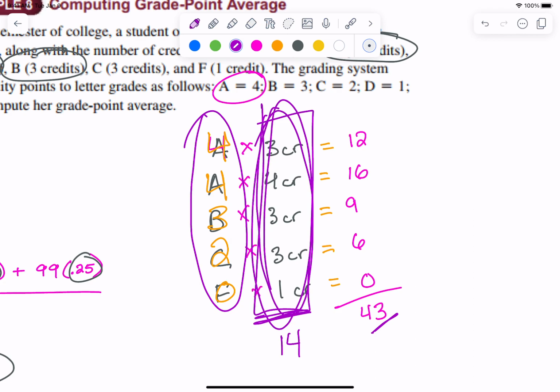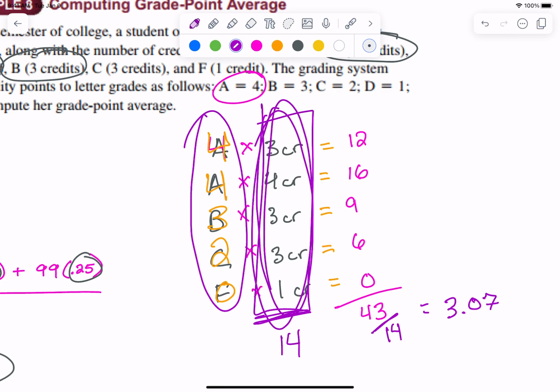If you add all those together? That's not right. What? 3, 6, 9, 9, 10, 14. 14. Okay, you're right. Okay, I can't math. I was just trying to mental math. 43 divided by 14. 3.07 is what we get.